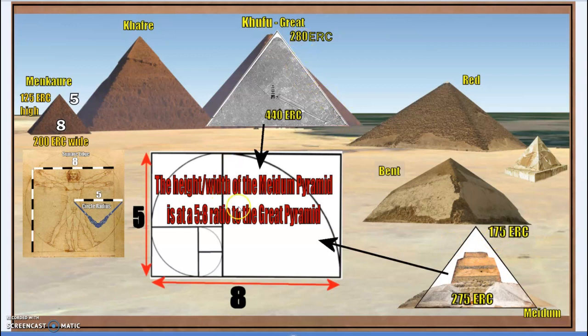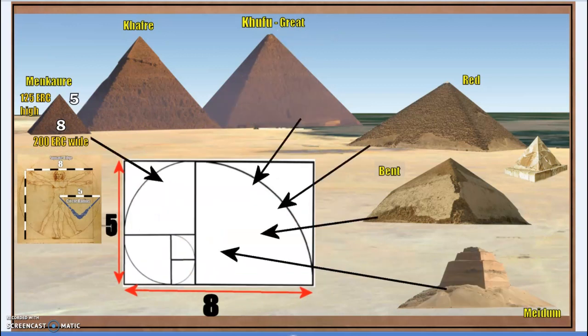280 divided by 8 times 5 is 175. So the Meidum Pyramid is at a ratio of 5 to 8 in comparison to the Great Pyramid, which is of course the ratio of Menkaure's Pyramid, which also gives you those nice geometric connections. So the Menkaure Pyramid, that simple Fibonacci sequence, 8 to 5 proportions, links the Khafre, the Khufu or the Great Pyramid, the Red Pyramid, the Bent Pyramid, and the Meidum Pyramid all together.